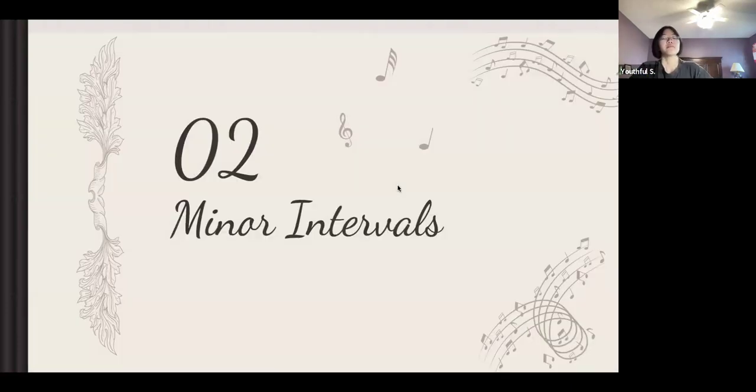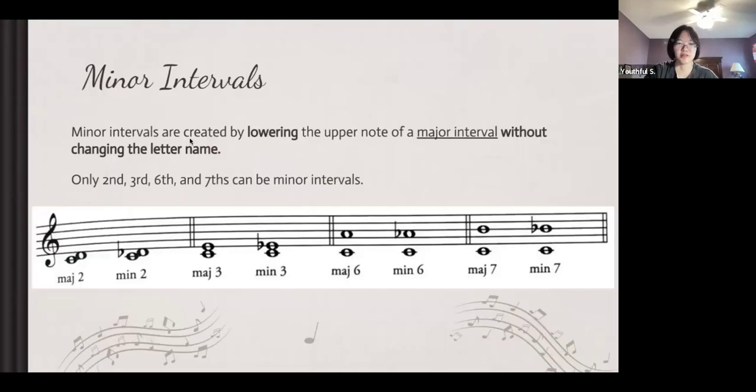Okay, minor intervals. So now we're getting to the built different ones. Minor intervals are created by lowering the upper note of a major interval. Major interval is very happy, it's simple. You go up along its scale and then you can get to it. And minor intervals, you get to by lowering the top note without changing the letter name. Notice how I didn't say you can get to a minor interval by following the minor scale, but that's because minor scales also have major intervals.